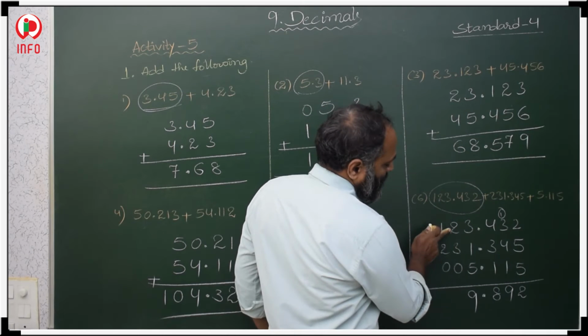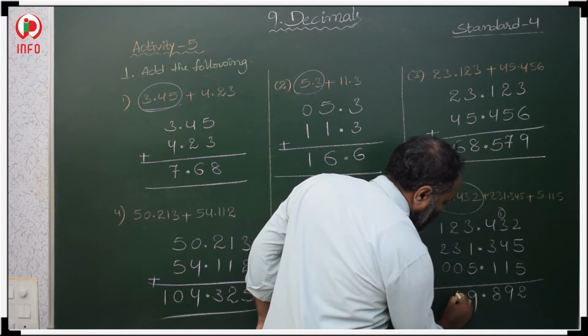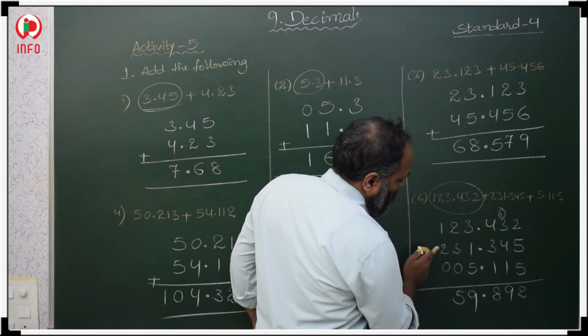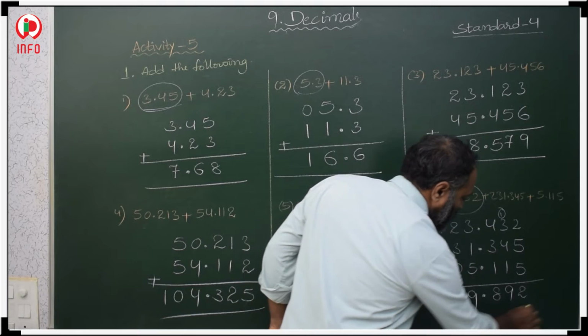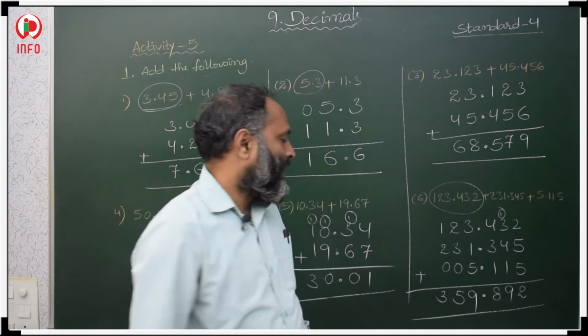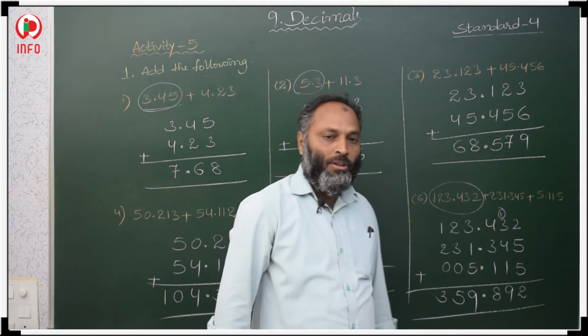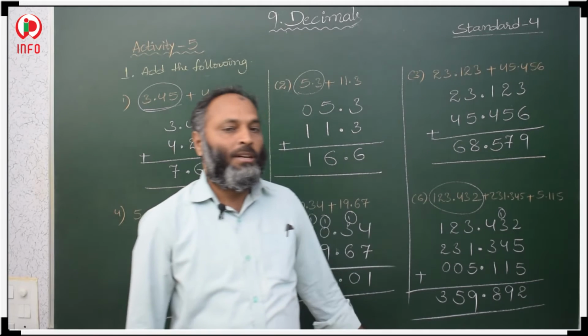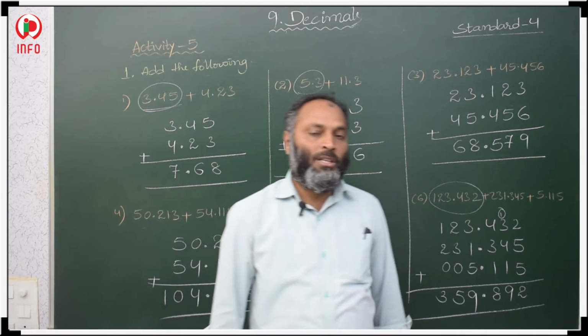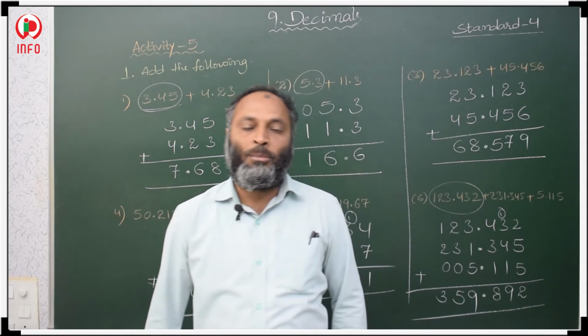3 plus 2, 5. 5 plus 0, 5. 1 plus 2, 3. 3 plus 0, 3. 359.892. Okay. So in this, after that one more question is left, that similar question that you do as your home assignment. Okay.